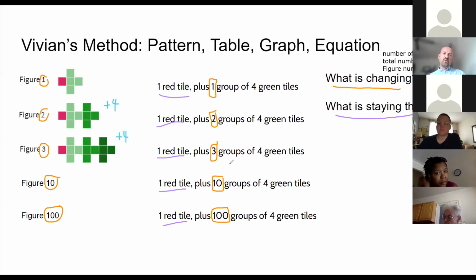What do you mean? There's like 4 in the first one, there's 8 in the second one, there's 12 in the third one. What do you mean it's not changing? Because to me, this. Okay. Go ahead, Cyrus. The 4 green tiles is not changing. The 4 green tiles, but what do you mean? What about the 4 green tiles?